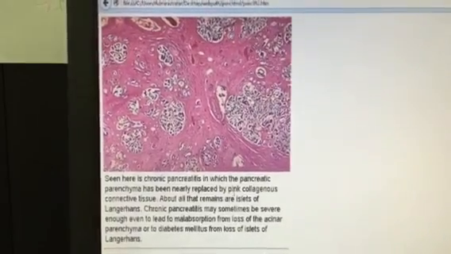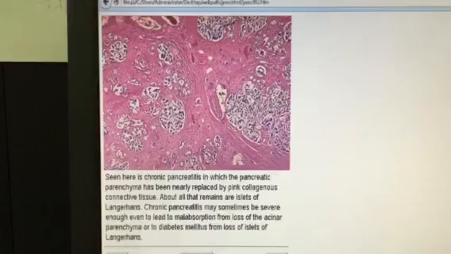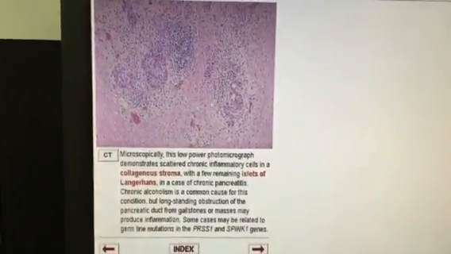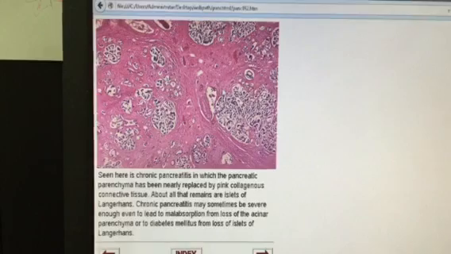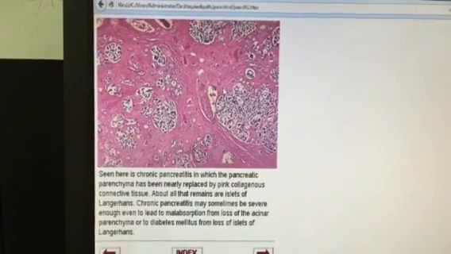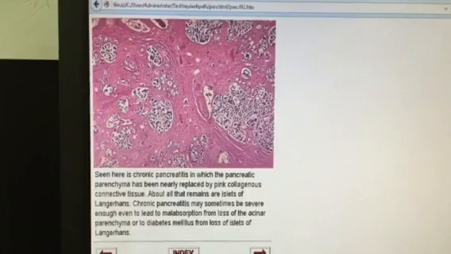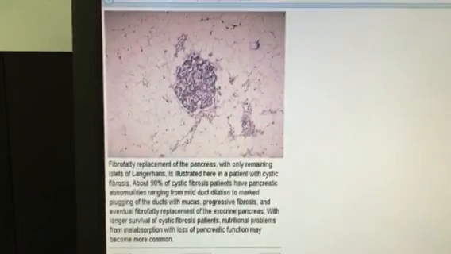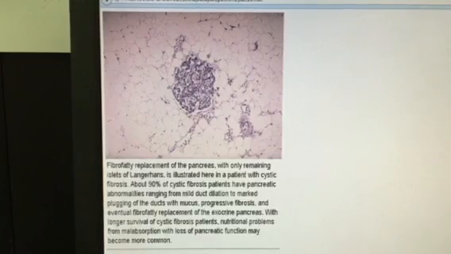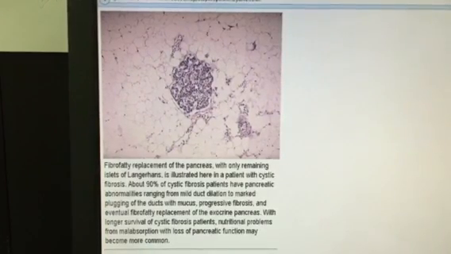This is a collagenous stroma. This is after chronic pancreatitis. The fibrous stroma, like here, goes into fibrosis. So this is the fibrosis due to chronic inflammation in the pancreas. This will eventually lead to diabetes. Here, fibrofatty or adipose tissue is replacing the pancreas, with only the islets of Langerhans remaining.